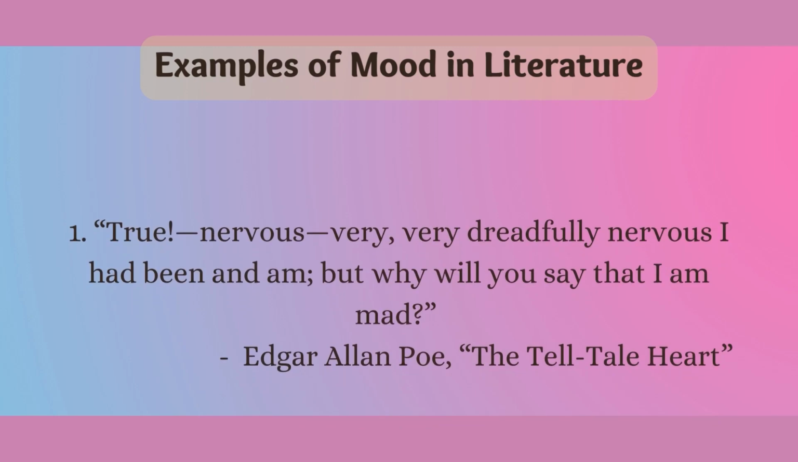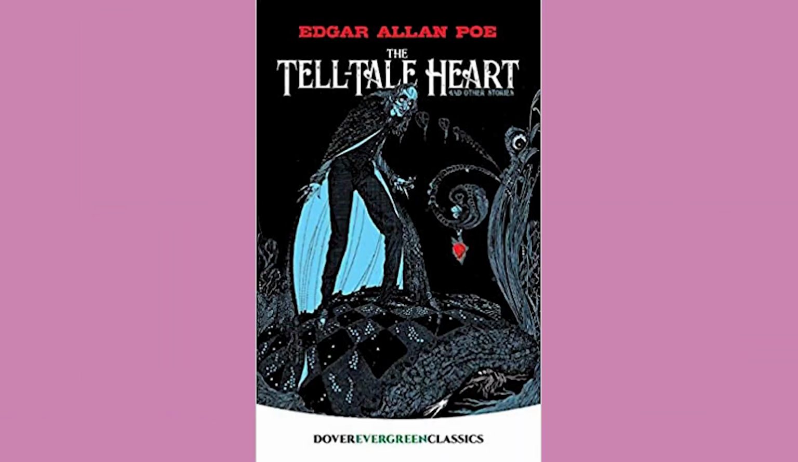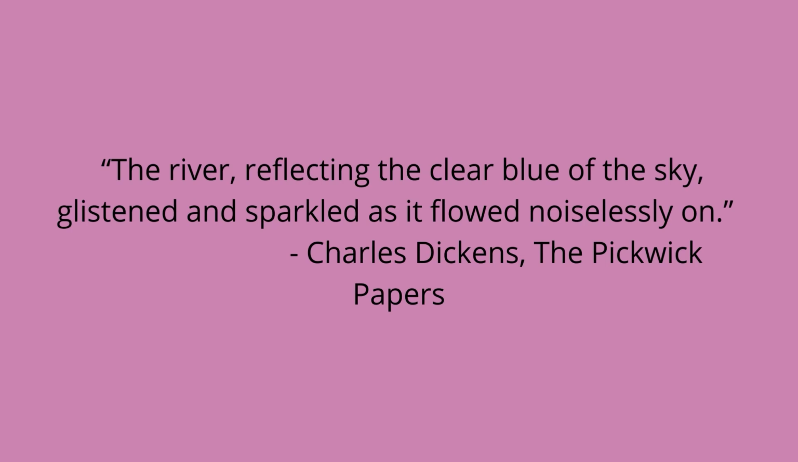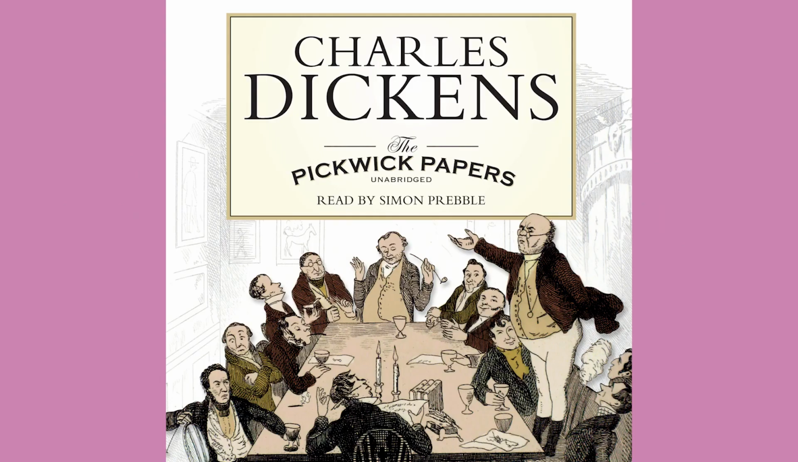Let's look at some lines that we have taken from literature and see how a mood is painted. The Telltale Heart by Edgar Allan Poe. The lines: "True, nervous, very, very dreadfully nervous I had been and am. But why will you say that I'm mad?" The Pickwick Papers by Charles Dickens. "The river, reflecting the clear blue of the sky, glistened and sparkled as it flowed noiselessly on." Look at the difference in the moods of these two lines.